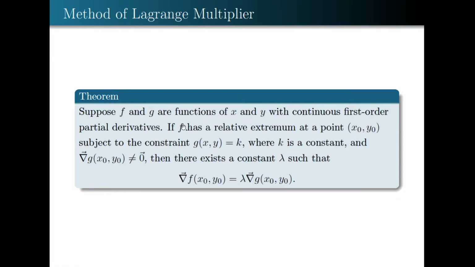Simply put, the relative extremum of f happens at the point where the gradient of f is parallel to the gradient of the constraint function g. So to find the relative extremum of f, we just solve for the point x0, y0, where the gradient of f at that point x0, y0 is equal to some constant times the gradient of g at that same point x0, y0. Before we proceed in doing some examples, of course, we will have to prove this theorem.